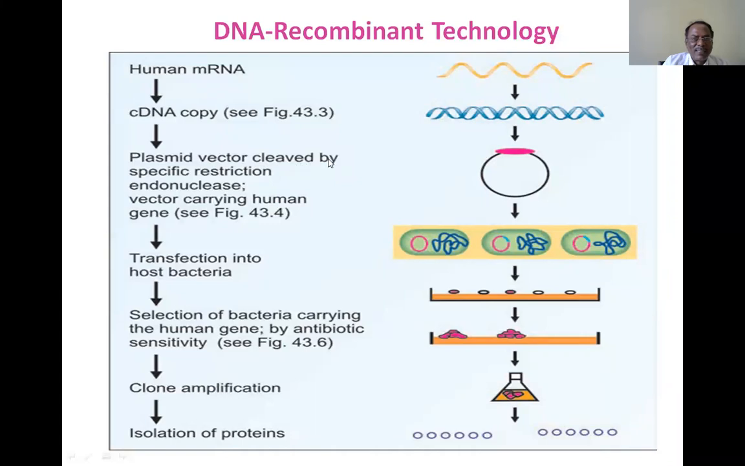The plasmid vector is cleaved by specific restriction endonucleases. The vector is carrying the human gene. This is synthesized, and the cloned DNA is being incorporated into it. Now one character in this: this part is human and this part is of bacterial origin.